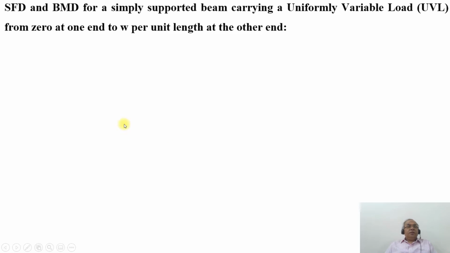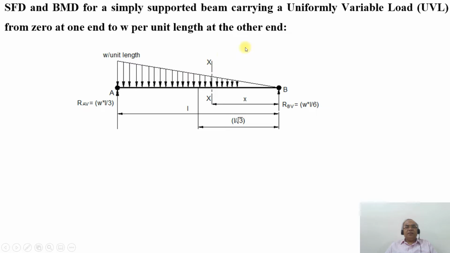Now, in this video, we're going to take up one more case of a simply supported beam carrying a uniformly variable load from 0 at one end and W per unit length at the other end, to draw the shear force and bending moment diagram for this particular case.